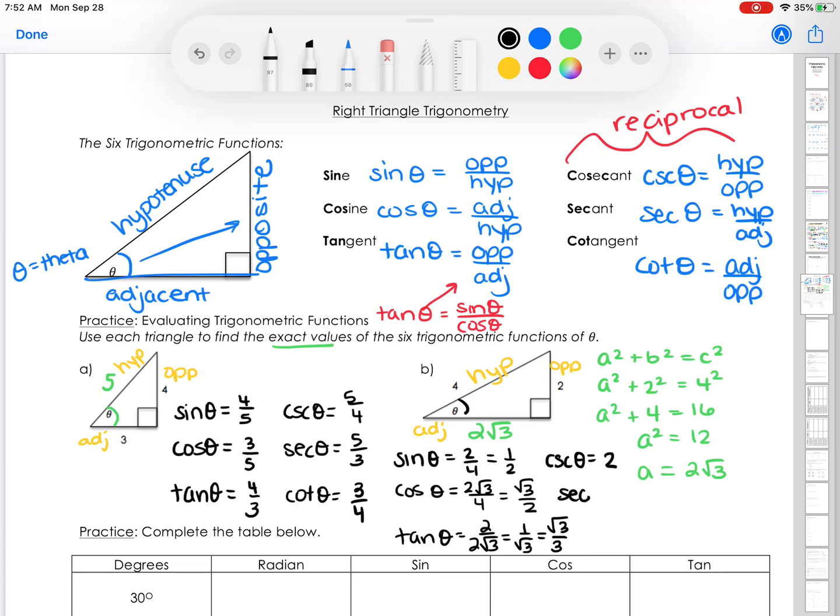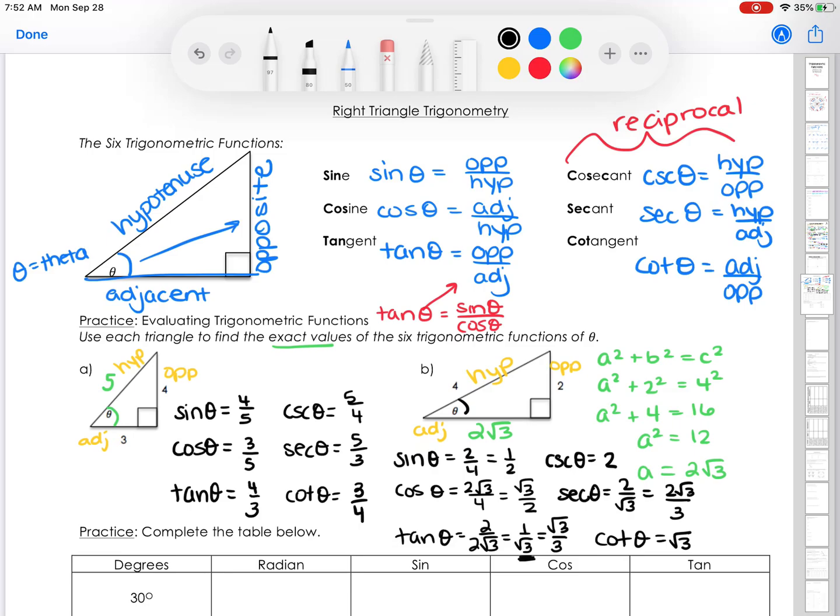Secant of theta, if I find the reciprocal, that's 2 over root 3, but I can fix that up a little bit. So when I multiply by root 3 over root 3, I'm going to get 2 root 3 over 3. And then cotangent. So I could take the reciprocal of the final answer, but that gives me a radical in the denominator. If I take the reciprocal of this answer right here, the 1 over root 3, then I don't have to do any rationalizing. I'm going to just get the square root of 3.